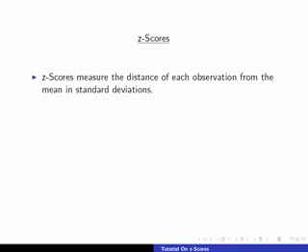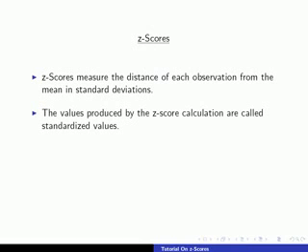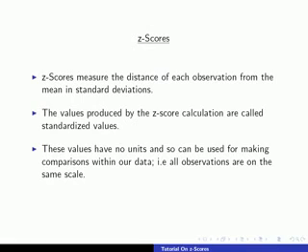We're going to have a look at z-scores now, and what we use them for is to measure the distance of each observation from the mean in standard deviations. So when we are calculating z-scores for each of our observations, the values that the formula produce are called standardized values. Standardized values are very useful for comparing data values. These values have no units, so no matter what units the data was collected in, once the values are standardized, the units do not count anymore. The values produced are on the same scale, and this is why we can use these values for comparisons.